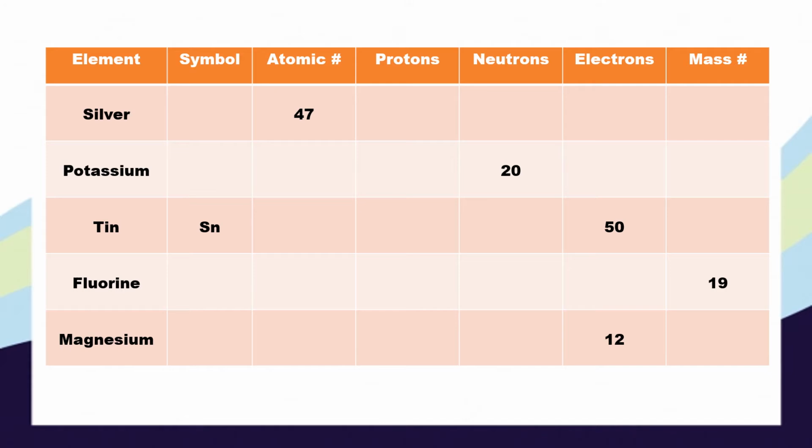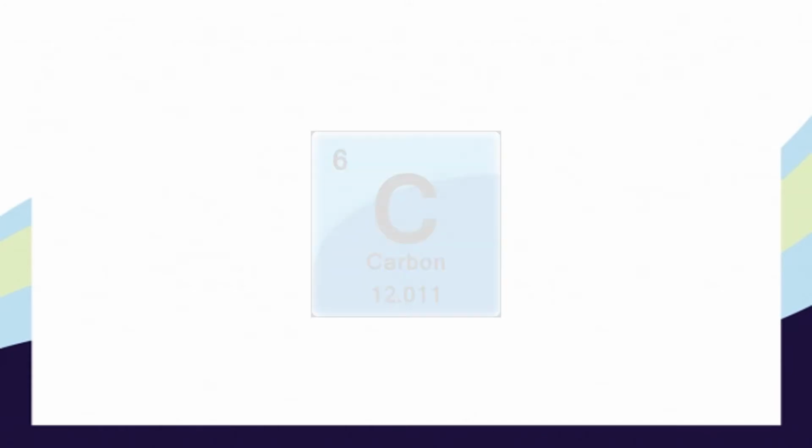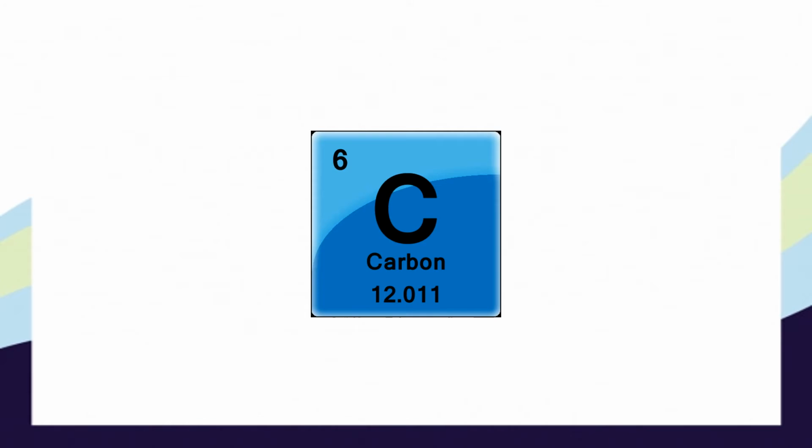We have here the following elements, such as silver, potassium, tin, fluorine, and magnesium. But before that, let us have the element carbon as our example. First, you will see that the symbol is at the center of this element. It can be one or two letters of abbreviation that is derived from the element's English or Latin name. For carbon, it has a symbol of capital C.